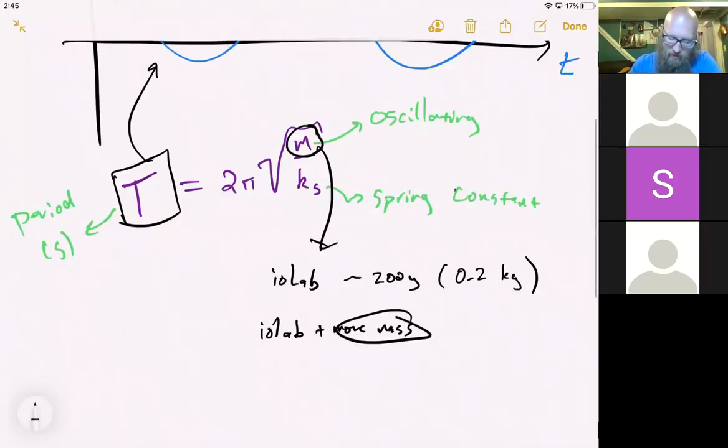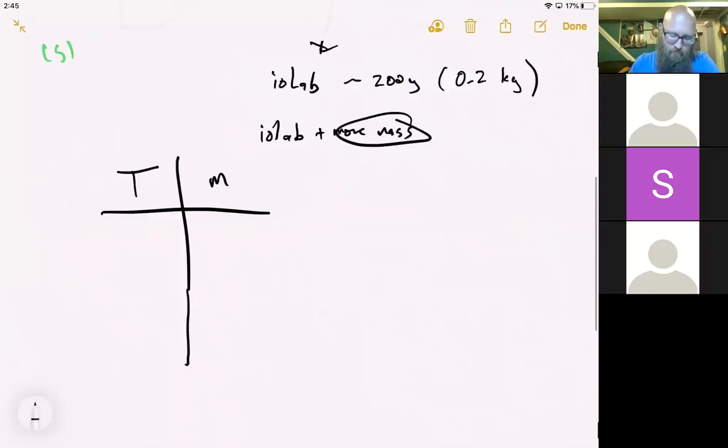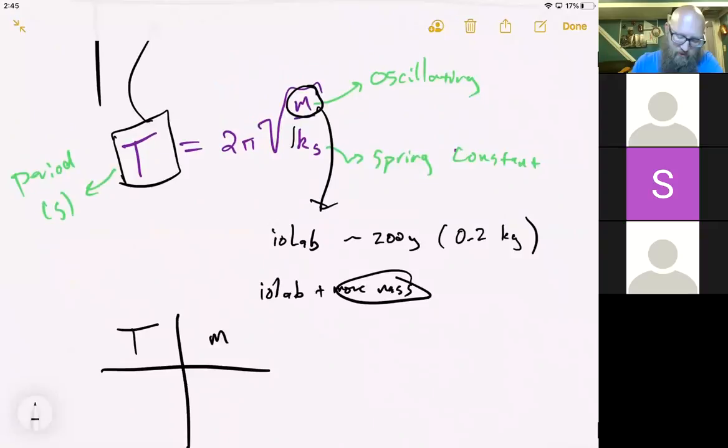So you can add several different amounts of mass, and then you'll end up with a set of periods versus mass. And those should allow you to get the spring constant. But you know, you could calculate the spring constant for every one of those, right? That's one way you could do this analysis.